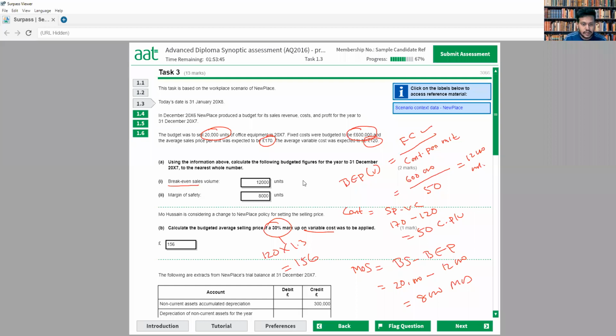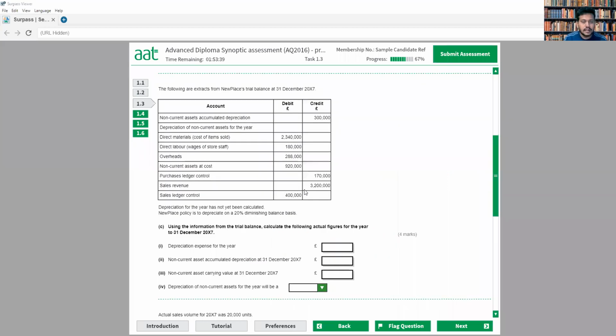The next part, what we have here. Now we can see here we have the following are the extract from the New Place trial balance, 31st December 2017. So this is my extracted trial balance. So you have a debit and credit. So non-current asset, accumulated depreciation 300,000. Accumulated depreciation means the depreciation is already gone from the non-current asset. So this is already gone.